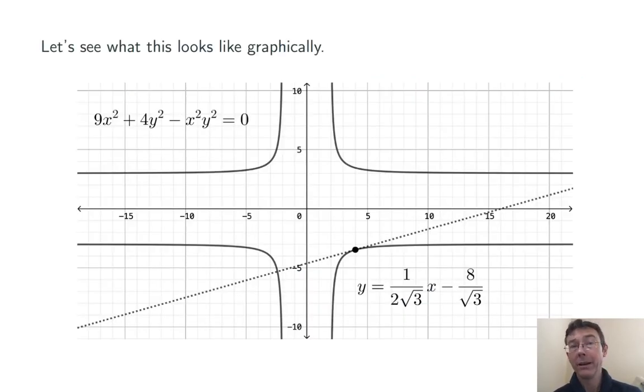Finally, let's conclude by seeing a graph. Here's that cruciform. You can see why it's got that name, 9x squared plus 4y squared minus x squared y squared equals 0. And I've thrown in the tangent line at that point. y equals (1 over 2√3)x minus 8 over the square root of 3.